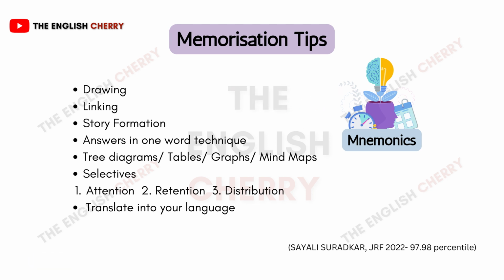Similarly, the linking method can be used to remember multiple works of an author. For example, there is a list of works by so-and-so author. Take one word from that work and link it with another and make a story. This will be fun at the end. All these mnemonics will be in your brain automatically and you would not have to force yourself to recollect them.